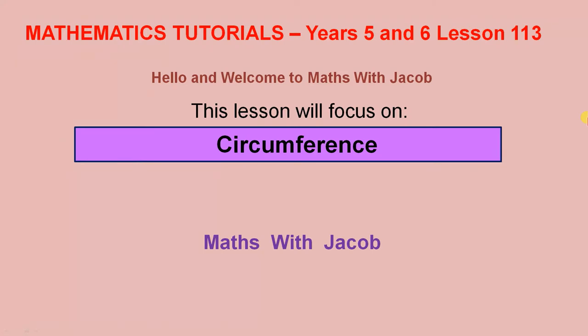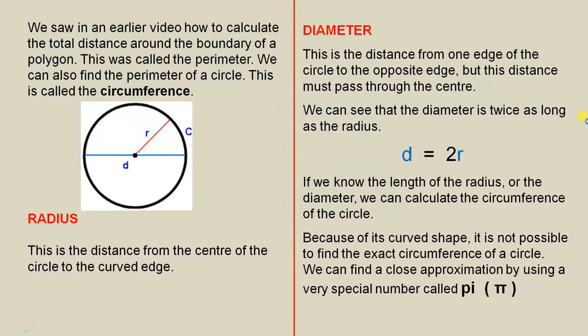This lesson will focus on circumference. We saw in an earlier video how to calculate the total distance around the boundary of a polygon. This was called the perimeter. We can also find the perimeter of a circle. This is called the circumference.